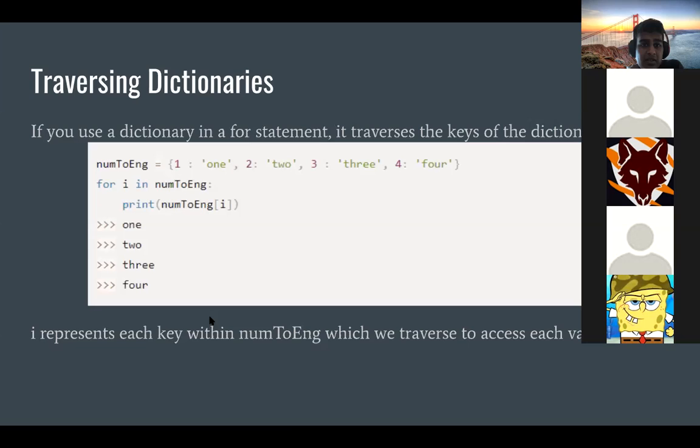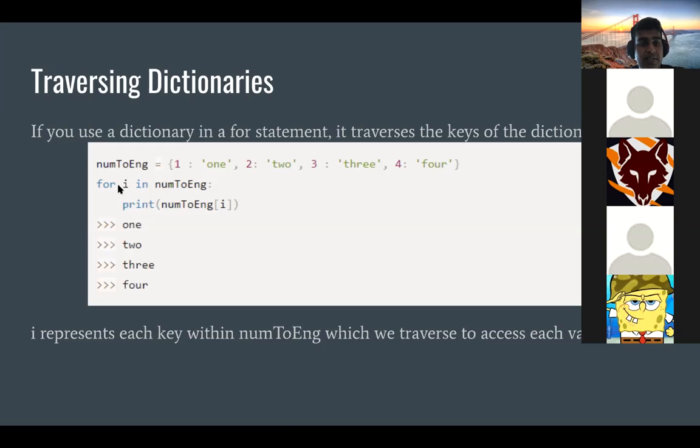So now, traversing dictionaries. Similar to lists, you can also traverse through a dictionary, or go through all of the elements within a dictionary. If you use a dictionary for a for loop, it traverses the keys of the dictionary. So you say for i in num_to_eng, print num_to_eng[i]. So you're saying for every single pair within num_to_eng, print the value in each pair.